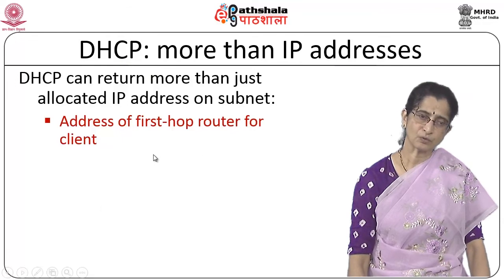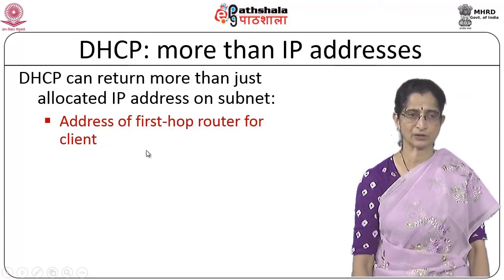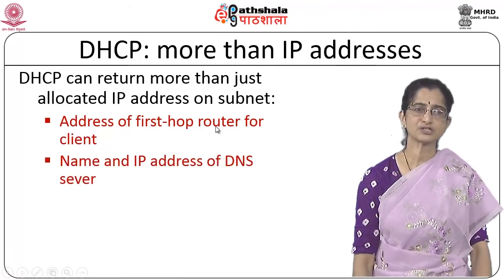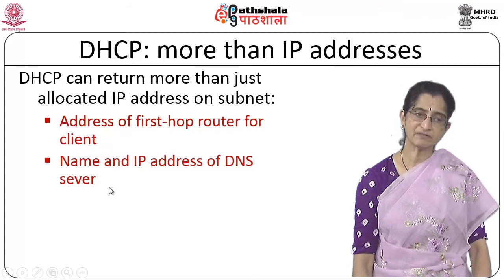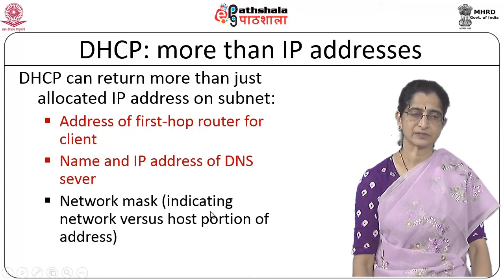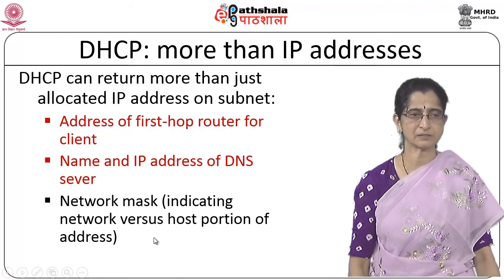What we can also note is that DHCP can return more than just the allocated IP address. What other information can it give? It can give the address of the first hop router for that client. It can give the name and IP address of the DNS server. It can give a network mask, indicating the network versus host portion of the address, just as we talked about. The subnet mask can be specified.